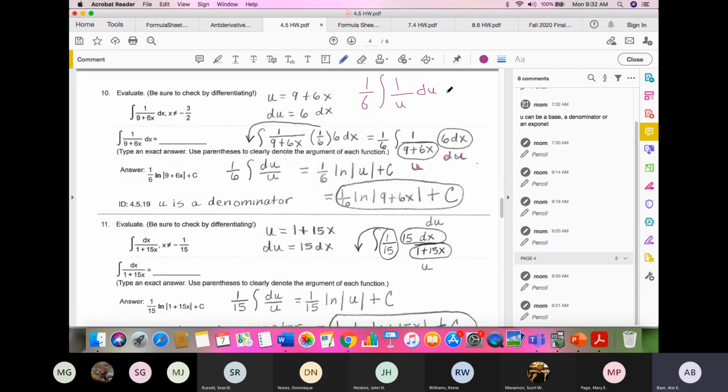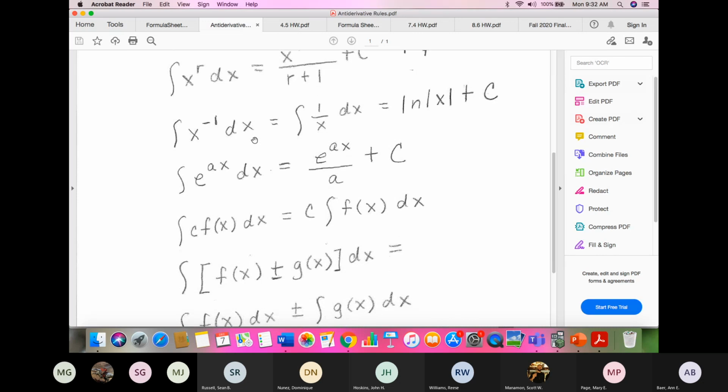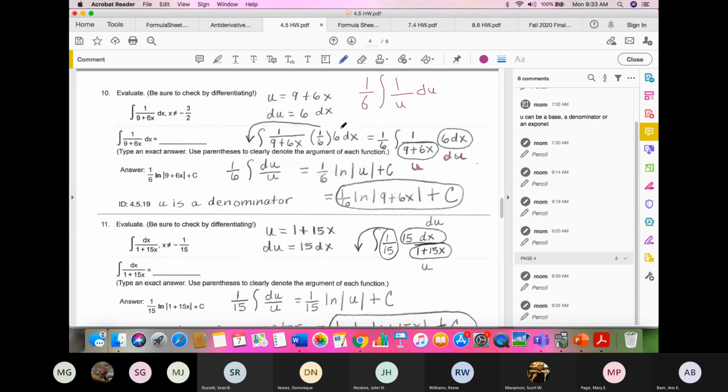The reason why I want to write it in this form is because this is like integrating 1 over x. If we integrate 1 over x dx, it's ln of the absolute value of x. In our case, we're using u. So it would be ln of the absolute value of u plus a constant. So we get 1/6 times ln of the absolute value of u plus a constant of integration here.